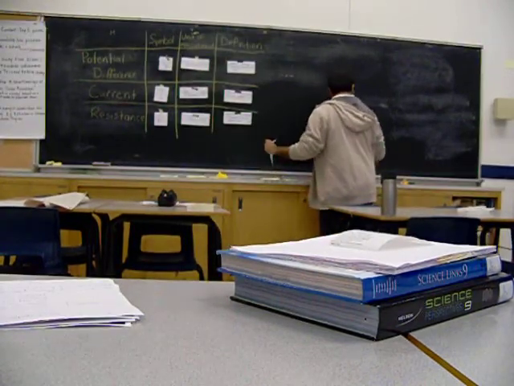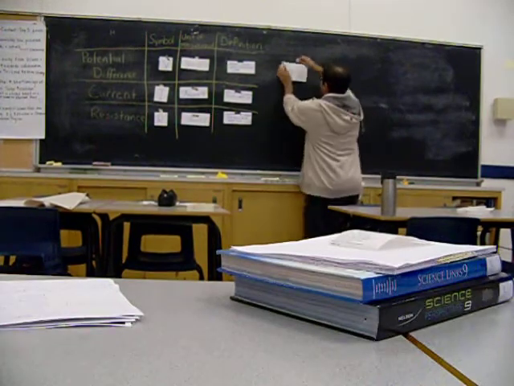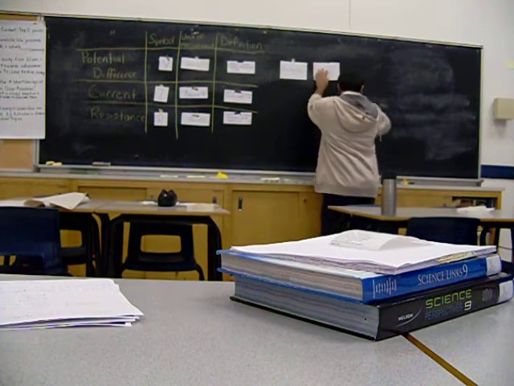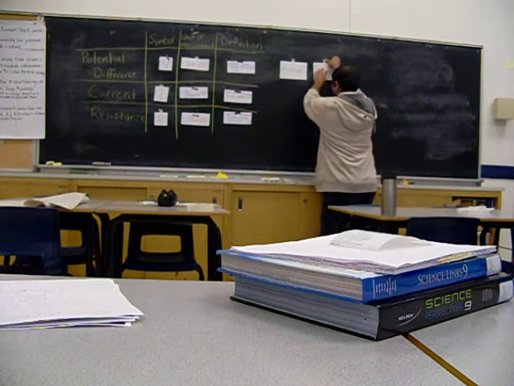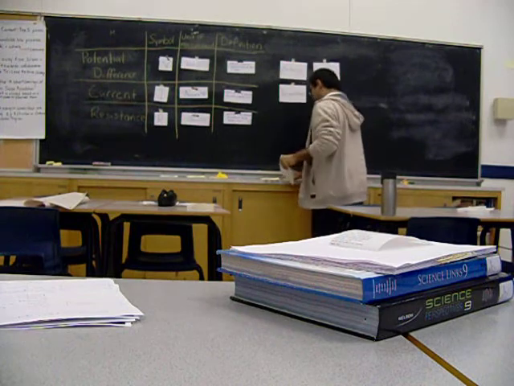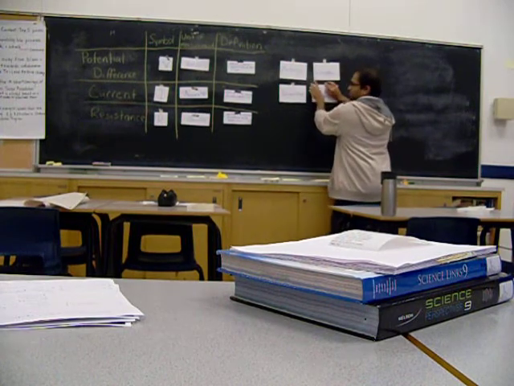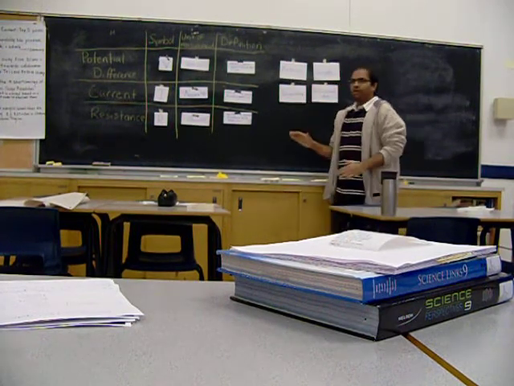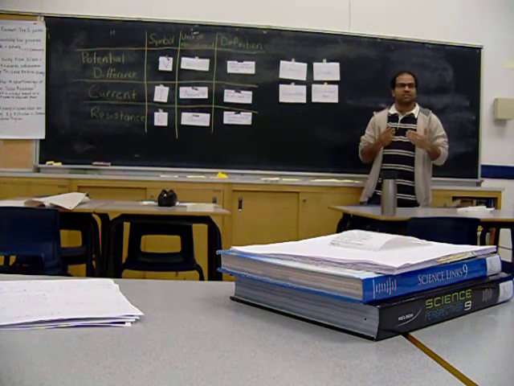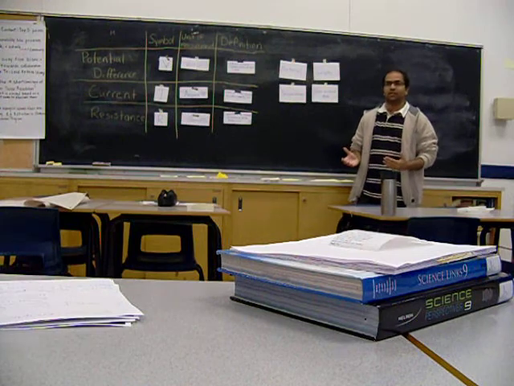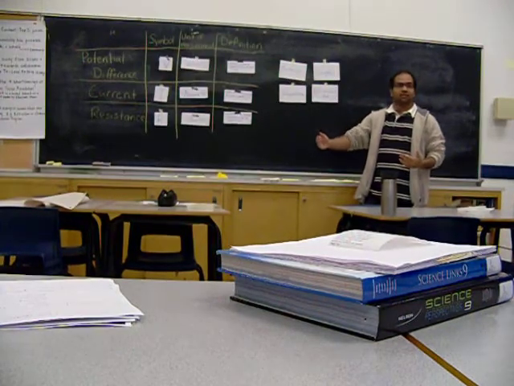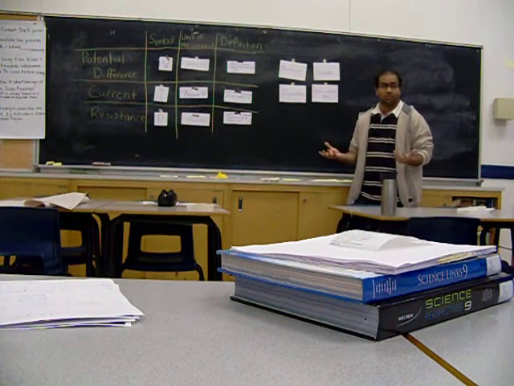So we have material, length, temperature, and cross-sectional area. So resistance, I want you to think of electrons flowing through a circuit. Think of this as analogous to kicking a soccer ball on a field. The longer the grass, the harder it is for the ball to roll across the field, just as it is harder for electrons to move through a circuit.